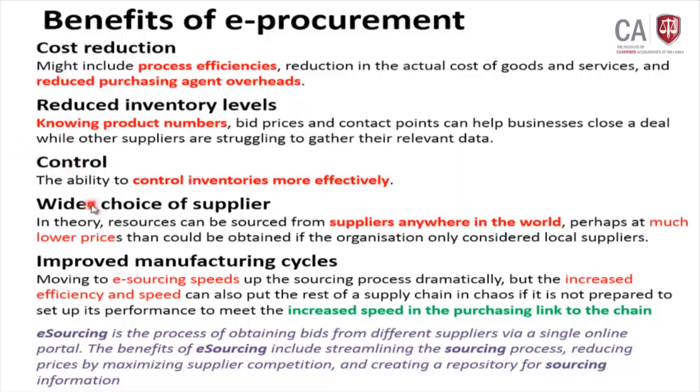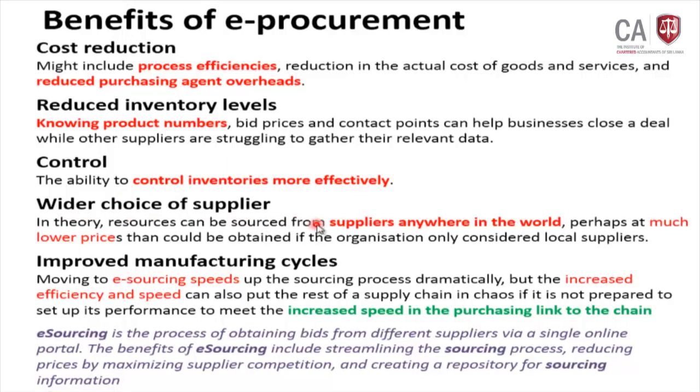Control. The ability to control inventory is more efficient. As said here, we can control the inventory very efficiently. We don't need to keep more stock. So, minimum stock can be kept, and when it comes to the reorder level, we can order efficiently in an instant manner. So, we have much more control in e-procurement.